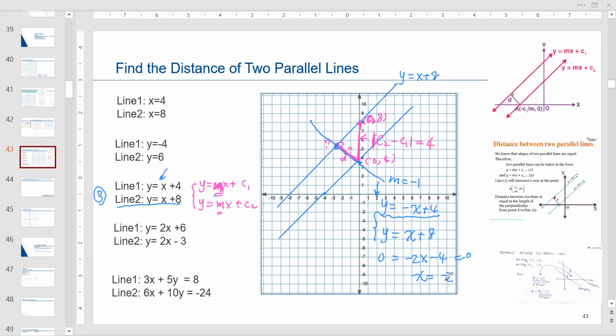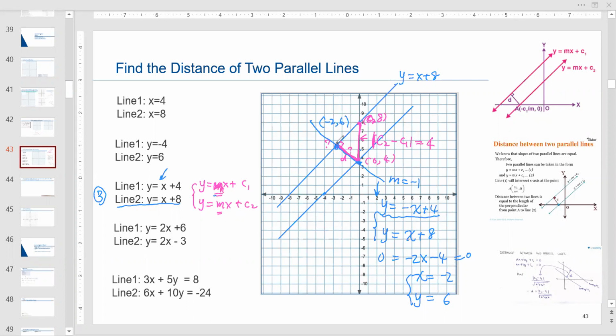Is it correct? Okay, so x equals -2, and y equals what? y equals 6, right? So this dot we can find out is (-2, 6).